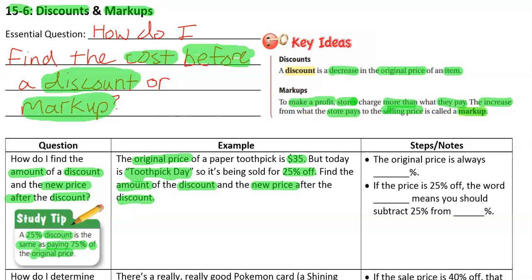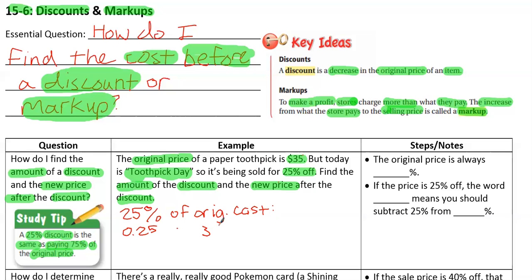Okay, so we're being asked two separate questions here. The first question is, what's the amount of the discount? Well, the amount of the discount is going to be 25% of the original cost. So if you find 25% of the original cost, you find the amount of the discount. How do we do that? Well, that's 25% of 35 bucks. So 25%, we have to write that as a decimal if we're going to multiply it by another decimal, 35.